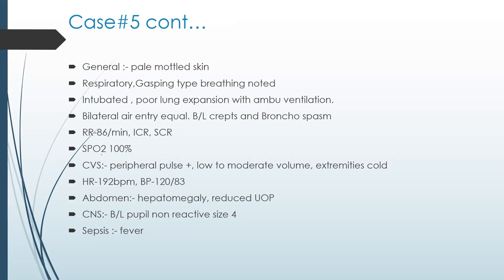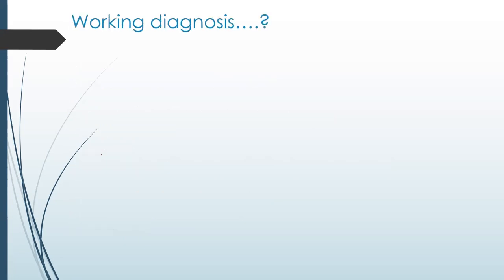Cardiovascular system: peripheral pulses present, low to moderate volume, extremities cold, heart rate 192, blood pressure 120/83. Abdomen: hepatomegaly, reduced urine output. Central nervous system: pupils non-reactive, size 4. Sepsis: high spike fever. What is the working diagnosis? Severe acute heart failure plus septic shock with multi-organ failure suspected, because the urine output for the last 4 hours is nil. That means all other organs are starved for fluid or starved for oxygen.